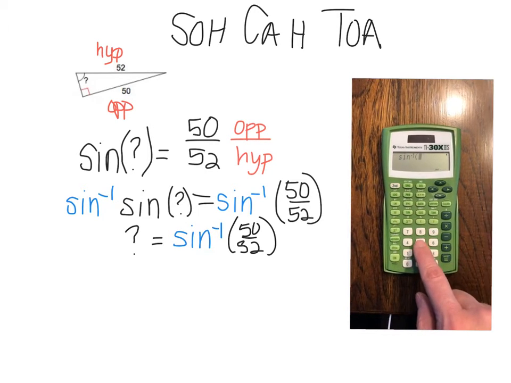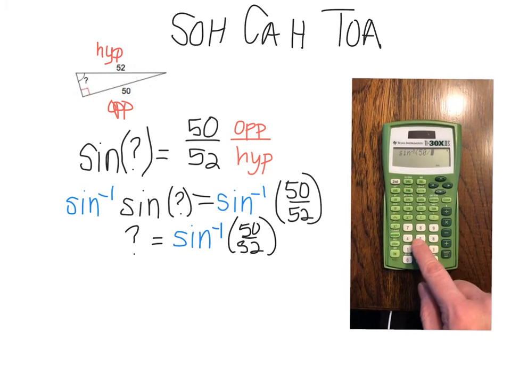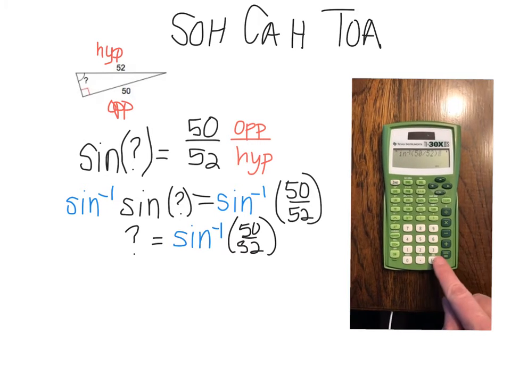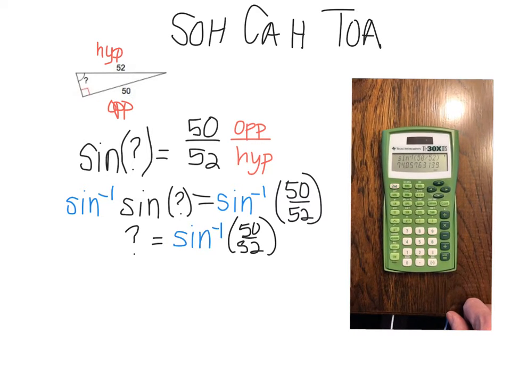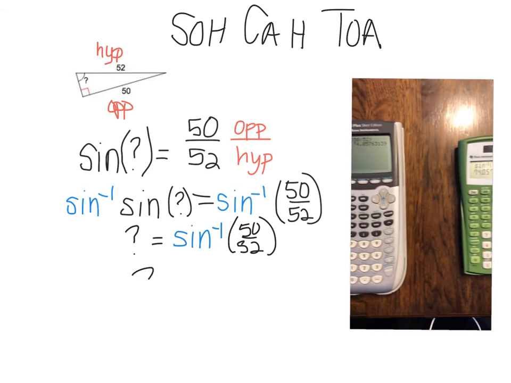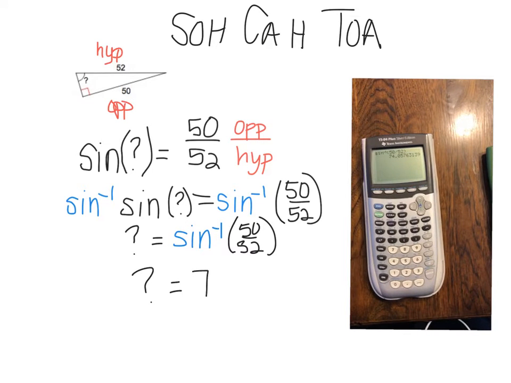I'm going to do the same process. So second sine, which gives me my sine inverse, 50 divided by 52. And then I get that this angle is equal to 74.06 degrees, rounded to the nearest hundredth. So I just solved for my missing angle.